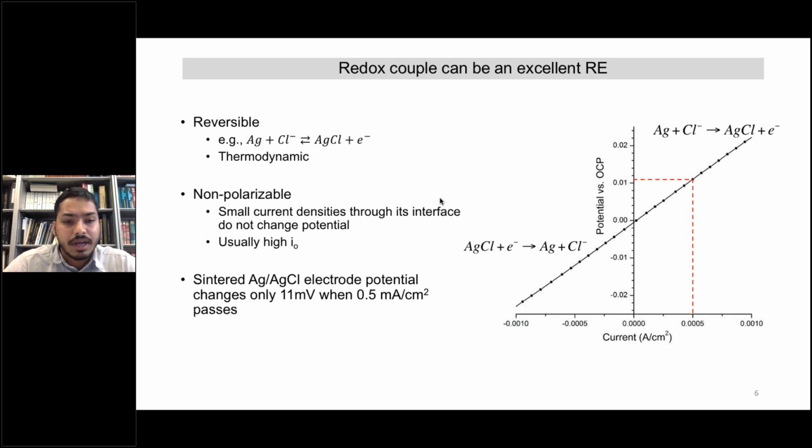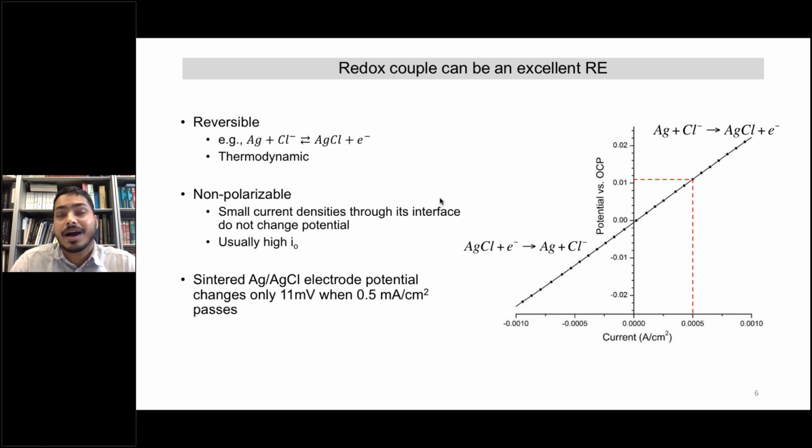So here is an example of a sintered Ag/AgCl electrode. Here you can see the change in potential of the electrode. If you apply 0.5 milliamp per centimeter squared, which is a huge current, the change is very small, almost around 11 millivolts. And as I said, in reality, the current which goes into the reference electrode is in picoamps, so you will not see any difference in the potential.